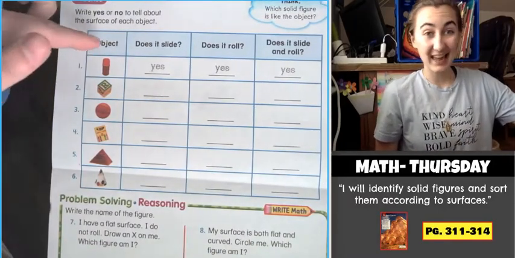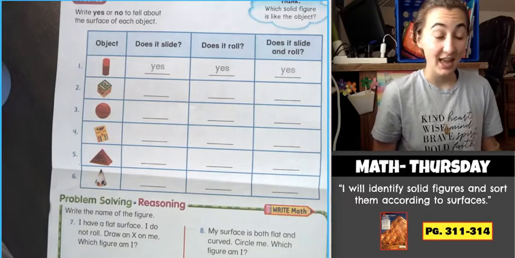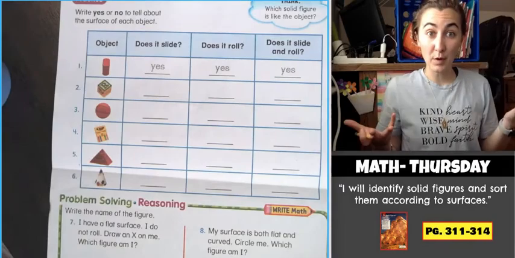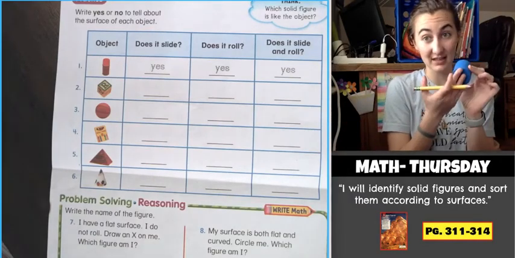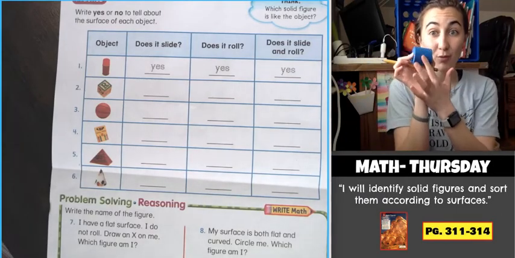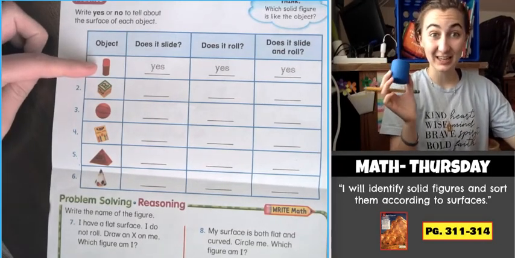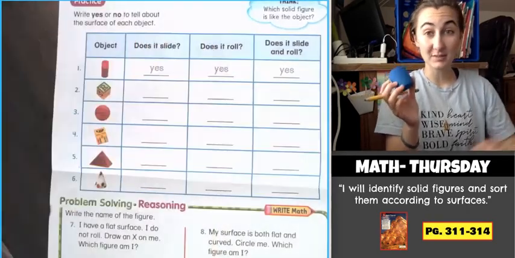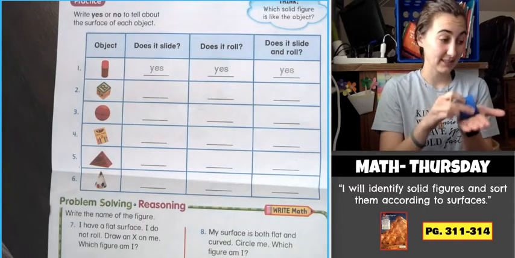Now your job is going to be to complete this back page here. You are going to be looking at these objects. These objects are all solid figures. Then you're going to be saying if they slide, roll, or do both. Remember, for an object to slide, it has to have a flat surface. For an object to roll, it has to have a rounded surface. So this first one looks like a cylinder, a can. It does slide, and it rolls because it has a flat surface and a rounded face.